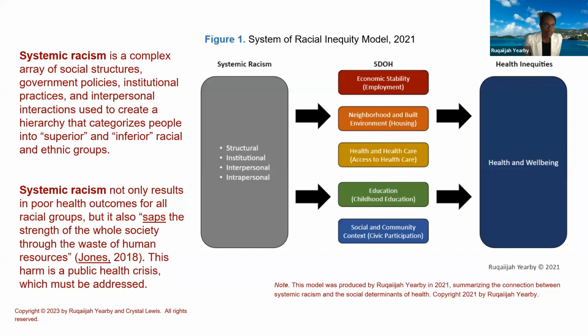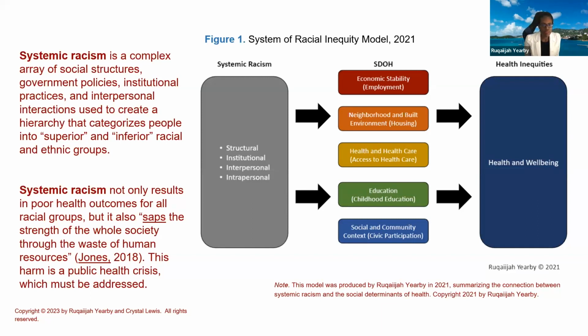As you can see on the left, systemic racism is defined as a complex array of social structures, governmental policies, institutional practices, and interpersonal interactions. And we pull this from David Williams' definition. We know that systemic racism not only results in poor health outcomes for all racial groups, but disproportionately racial and ethnic minorities. It also saps the strength of the whole society through the waste of human resources.